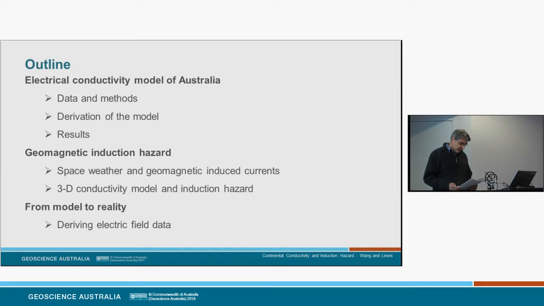Secondly, I'd like to talk about the hazard of geomagnetically induced currents and how a knowledge of that conductivity structure is a necessary input to answer some of the questions in the study and characterisation of GICs. And thirdly, we'll show how the conductivity model can be applied in real-world data to calculate induced electric fields, which are the input for GIC studies.